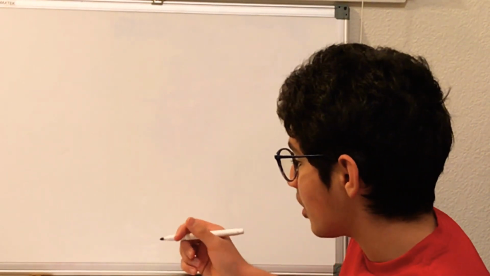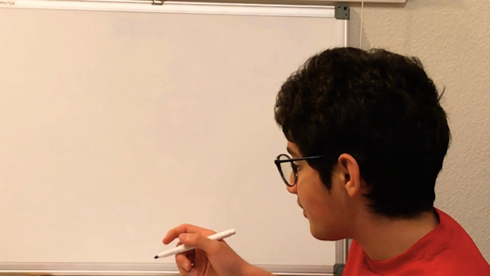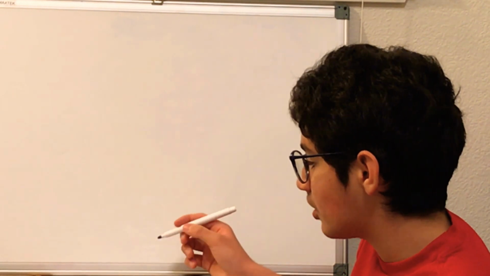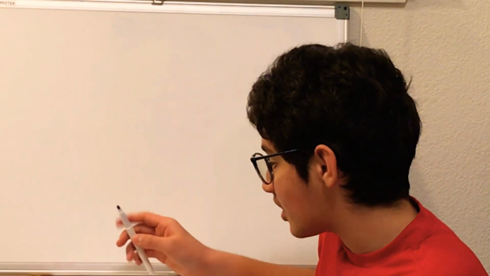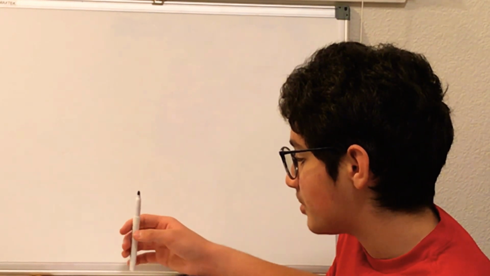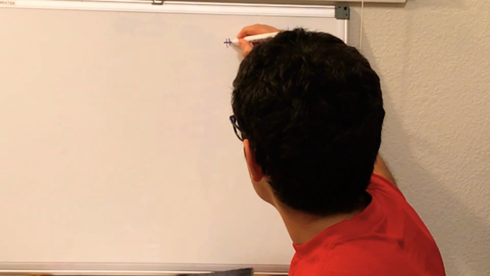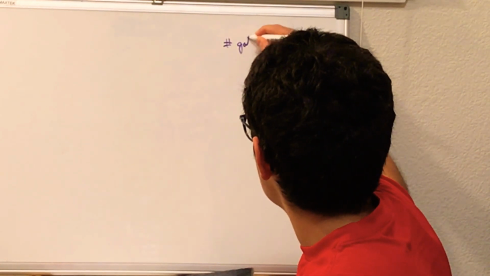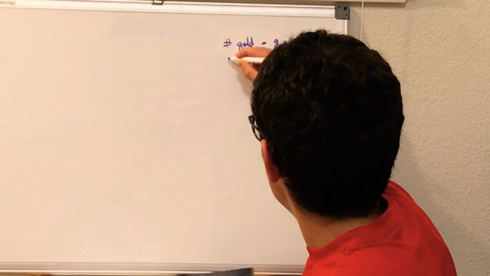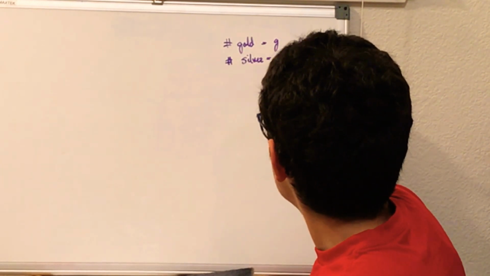A website sells gold memberships for $25 and silver memberships for $20. If 100 memberships are purchased, only gold and silver, and the website earns a total of $2,125, how many gold memberships were sold? So let's call the number of gold memberships G, and the number of silver memberships S.